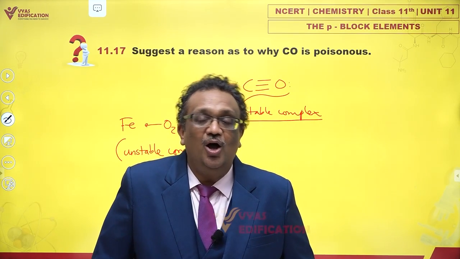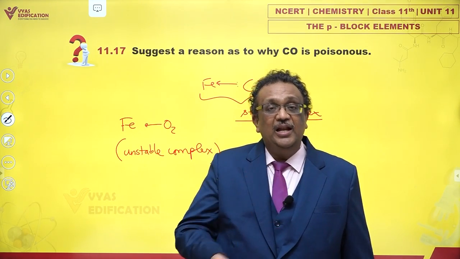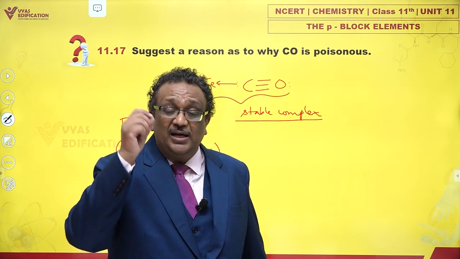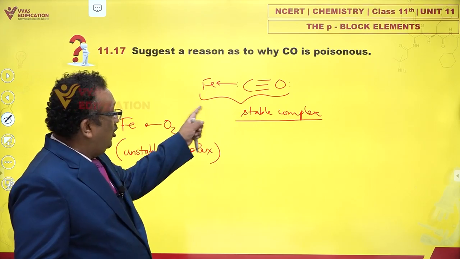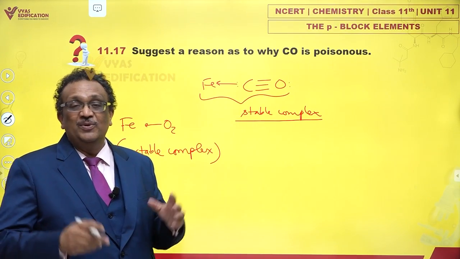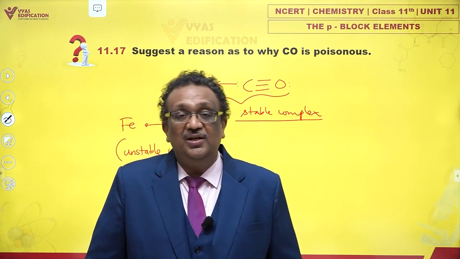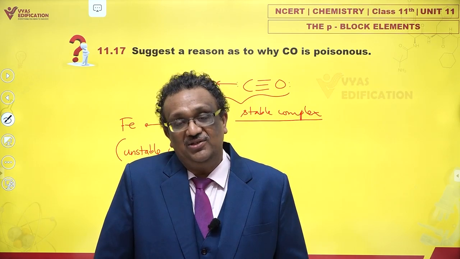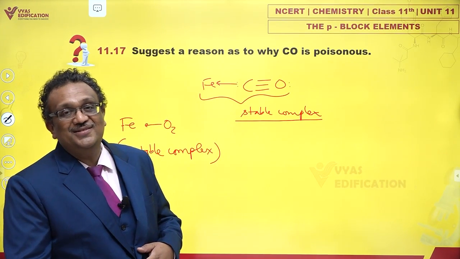That hemoglobin is gone. That RBC is dead. And if you keep on inhaling more and more carbon monoxide, you are actually literally killing the capacity of your blood to carry oxygen. And this loss of oxygen means every cell in the body would be deprived of oxygen, and this is something which can easily cause death. It's very dangerous. That's why carbon monoxide is poisonous.